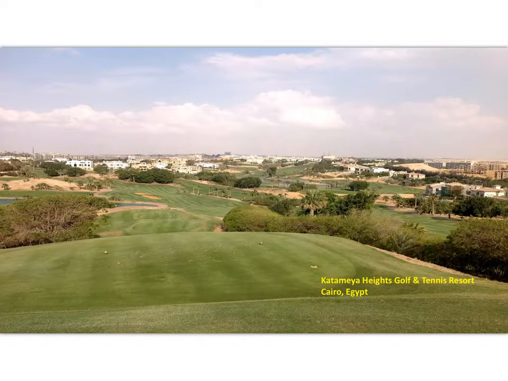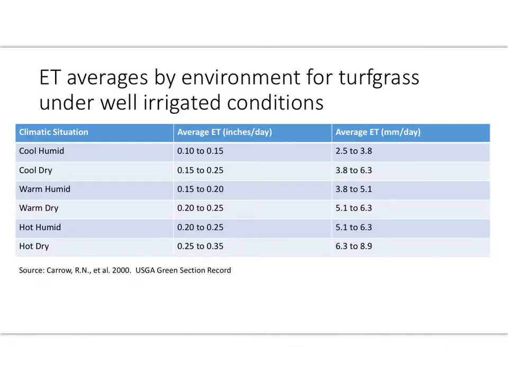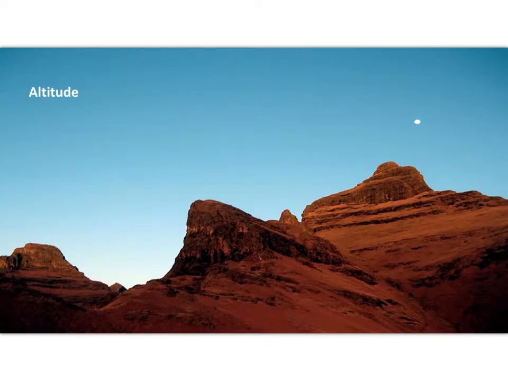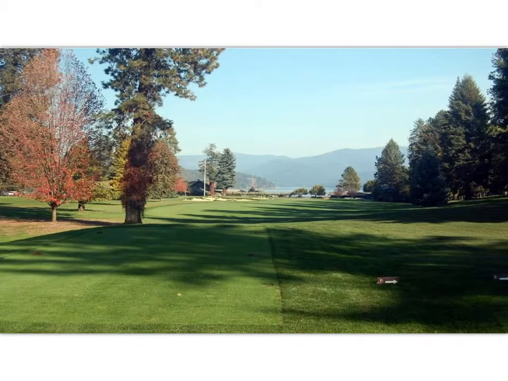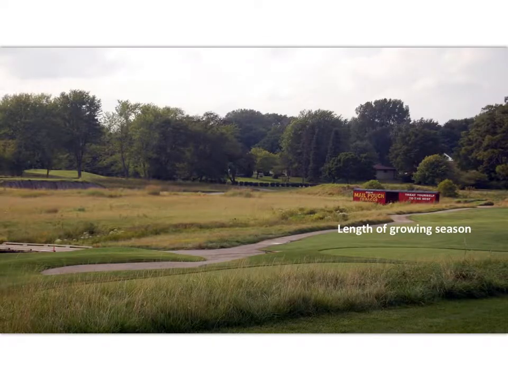Environments that are hot and dry will have the highest ET rates. This table provides the potential evapotranspiration rates for various climatic situations. Altitude can play a role in water loss. Higher altitudes tend to have higher evapotranspiration rates due to the lower atmospheric pressure. The length of the growing season influences water use rates. The longer the growing season, the higher the annual water use rate for the turf.